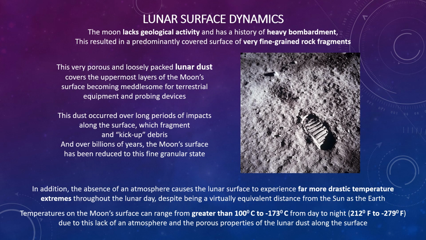Surface dynamics of the moon are dominated by heavy bombardments now that the moon lacks geologic activity. And this has resulted in a surface covered in very fine-grained rock fragments. These rock fragments are very porous and loosely packed dust, and it covers much of the uppermost layers of the moon's surface, and this makes it very meddlesome for terrestrial equipment and probing devices. It's very difficult to work with the lunar dust.